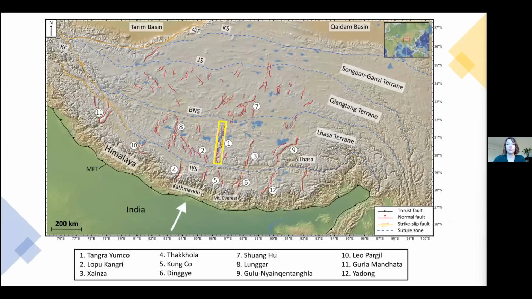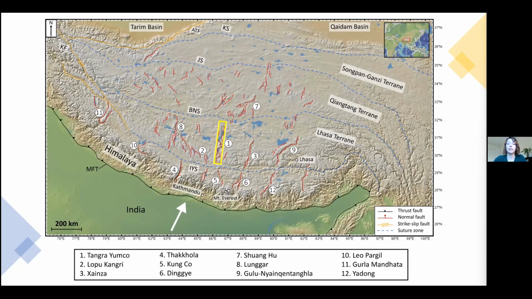So let's dive into the discussion about Tibetan rifting. This figure shows the locations of tectonic features and major extensional structures of the Tibetan Plateau. The plateau is composed of 4 major terranes, which were accreted through a complex tectonic history, including multiple phases of ocean basin closures, creating a series of suture zones, which are shown in blue here.